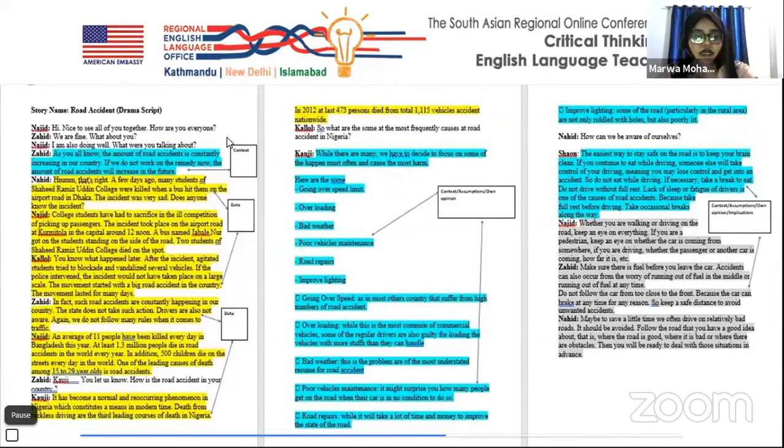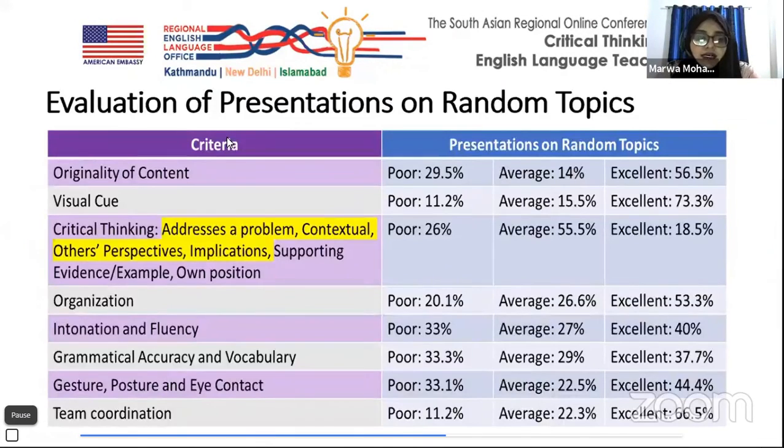So this is how the thematic analysis was done of the drama scripts. And through the evaluation of the first presentation, which was done on random topics, it was seen that everything else was quite okay, like either 50% or 40% of the people got excellent feedback for their presentation, for originality of the content or visual cue.